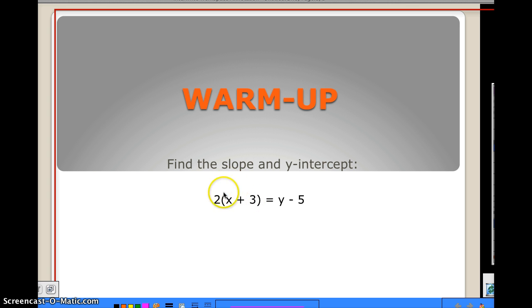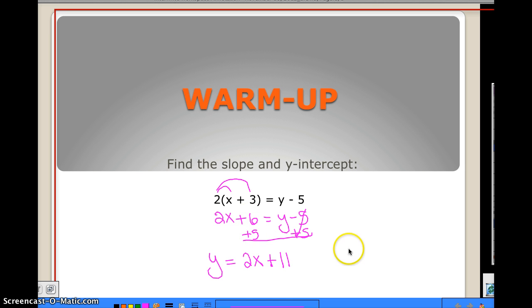Alright, before you can find the slope and the y-intercept, make sure that you put it into slope-intercept form. So use the distributive property and you're going to get 2x plus 6 is equal to y minus 5. The y is over on the right hand side and you have to get it alone, so let's go ahead and add 5 to both sides, making sure we combine like terms. I'm going to switch the y and put it over on the left side. Y is equal to 2x and the 6 plus 5 is equal to 11.